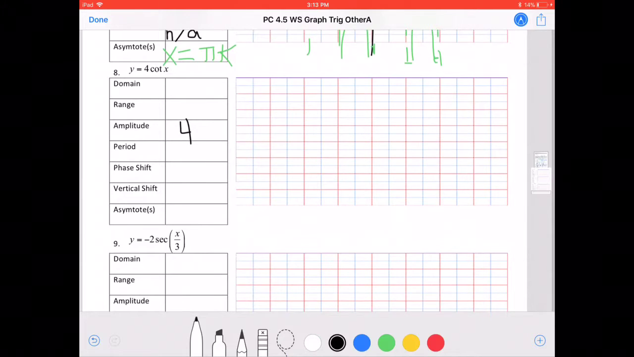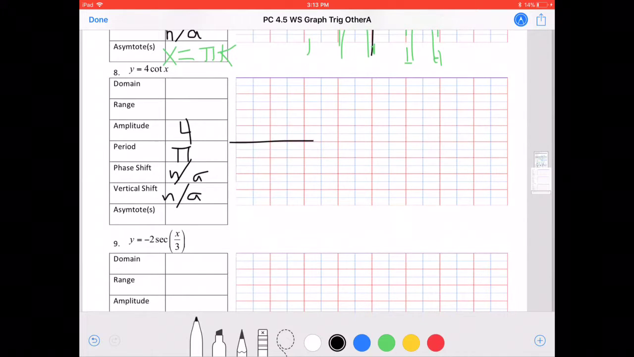Our period is, we don't have a b, well, it's 1. So for cotangent, tangent and cotangent are the weird ones. We do pi divided by b. So here our period is just going to be pi, since we don't have anything inside the parentheses next to the x. Phase shift, again, nothing. Vertical shift, nothing. And then now we can start graphing. So we just have an amplitude change.